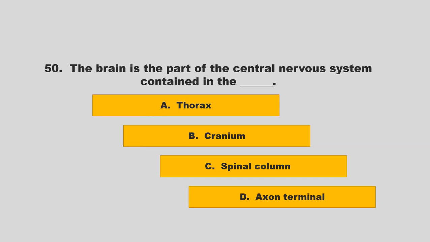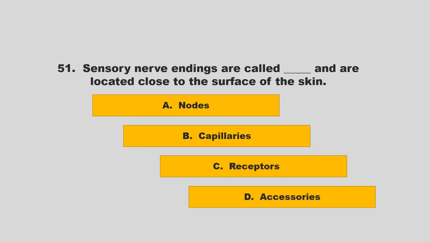The brain is the part of the central nervous system contained in the thorax, cranium, spinal column, axon terminal. If you chose B, cranium, you are correct.